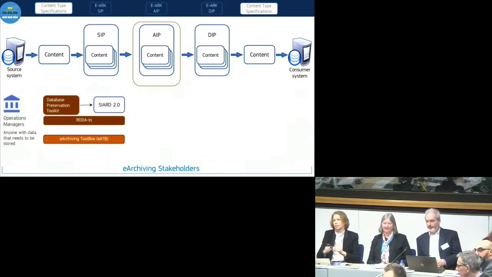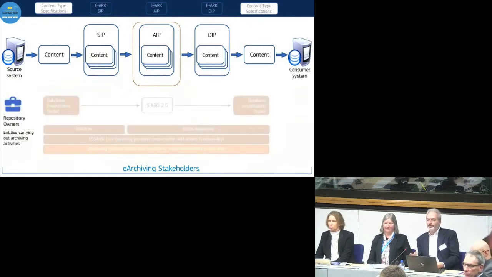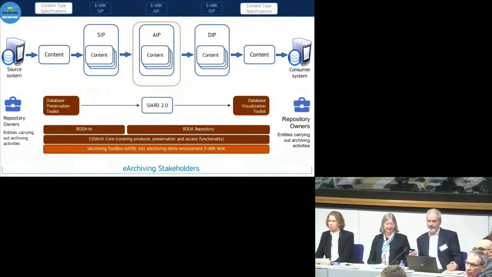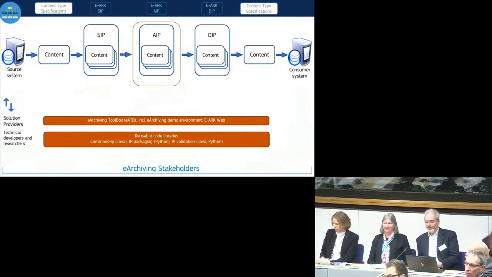So the operator managers, people with data to be stored, focus on the pre-ingest and ingest path. They want to create something and give it to an archive or an archival institution, so that they can trust that the data is kept forever there. They can use these tools, and the repository owners use practically everything that we have, and we support the solution providers with the eArchiving toolbox and the Java and Python libraries. We recommend solution providers check the eArchiving toolbox, because these are simple solutions around the specifications, showing how we think we should work with the specifications.